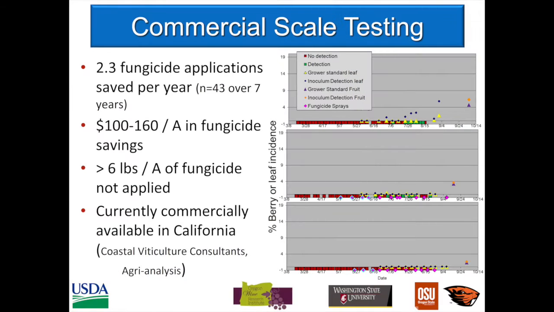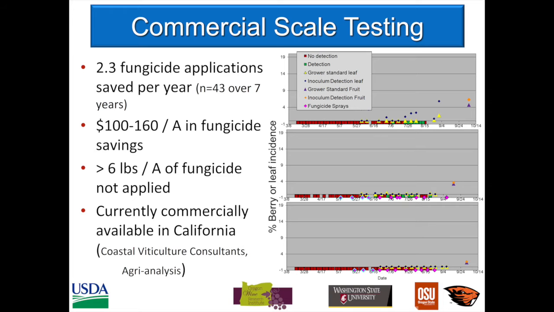Anyway, to make a very long story short, we worked with numerous commercial vineyards. And over the time, what we got them to do was to hold back their initial fungicide spray until we got spore detection in their vineyard block. At 43 different vineyard locations over 7 years, they saved an average of 2.3 fungicide applications. We saw no difference, statistically no difference in disease control.